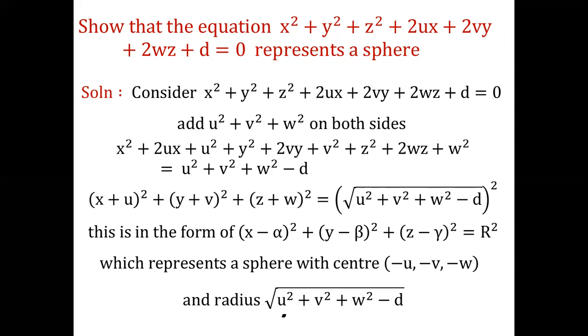So we can write the above equation as (x + u)² + (y + v)² + (z + w)² = (√(u² + v² + w² − d))². This is in the form of (x − α)² + (y − β)² + (z − γ)² = r². So we can say that the given equation is the equation of a sphere.